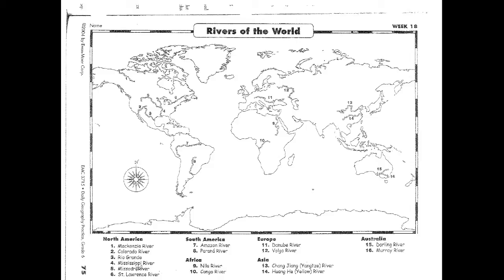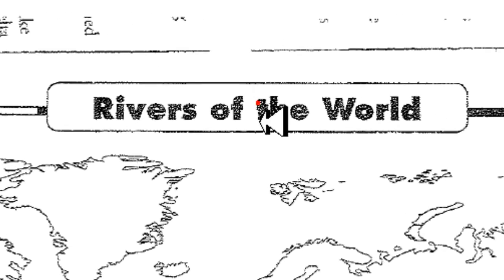I'm going over Rivers of the World, which is week 18's daily geography. So of course we always start with the title, and that's where I came up with Rivers of the World. Whenever you look at a map, that's where you begin, is the title.